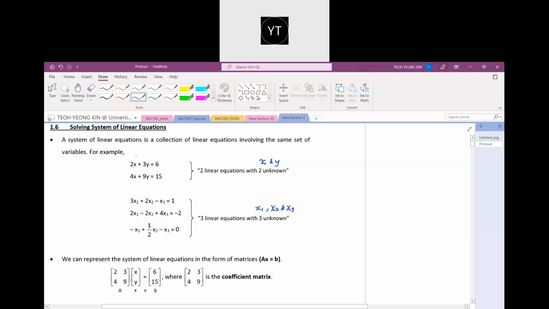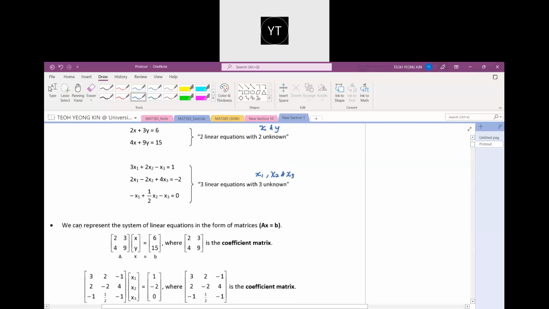Previously in pre-calculus, sebelum ni dalam pre-calculus, kita belajar solving simultaneously. Previously in pre-calculus, we learned to solve these linear equations by using simultaneous equations, either using the elimination method or the substitution method. So dalam pre-calculus dulu kita guna substitute method ataupun elimination method. But in this subject, we are using the matrix. So untuk subjek ini, kita akan guna matrix.